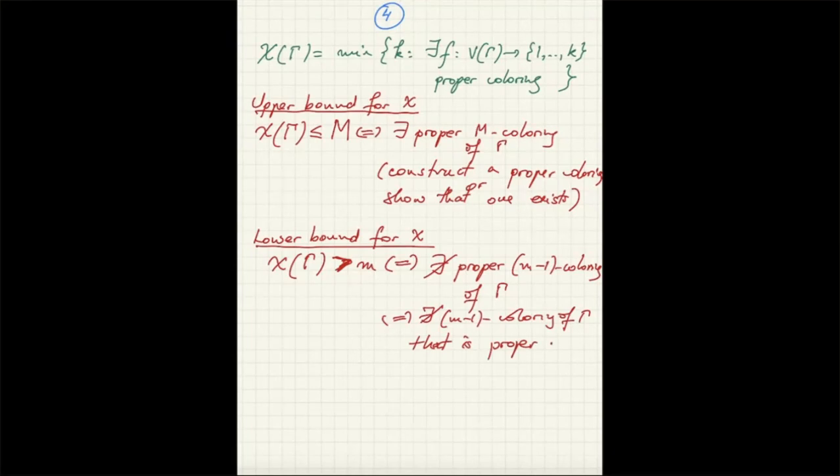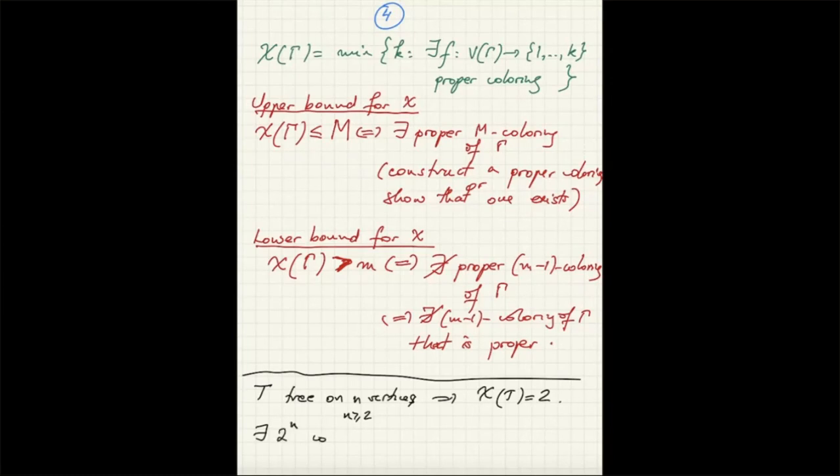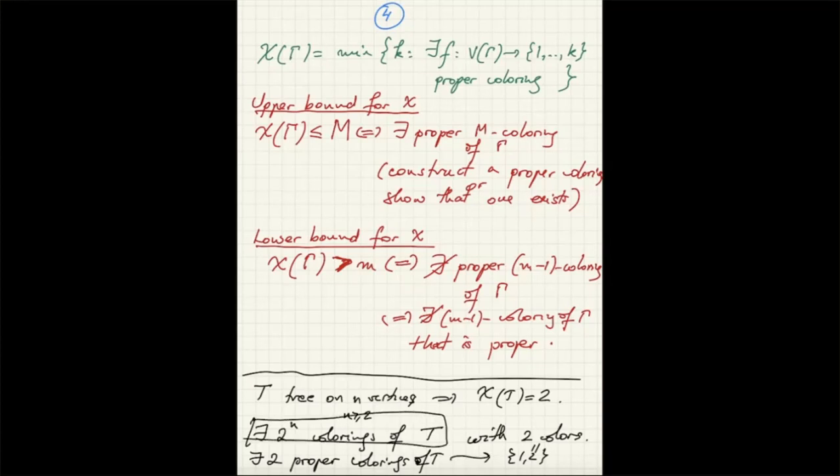These questions are a little bit like a needle in the haystack. I'll give you a simple example. If I take T as a tree on n vertices, and n is greater or equal to 2, this is bipartite, and it has at least one edge. So chi of T is 2. Now, if you have n vertices, each vertex can be colored with 2 colors. There are 2 to the n colorings of T with 2 colors, let's say 1 and 2, the favorite colors in graph theory. But there are only 2 proper colorings of T with these colors. So from 2 to the n, the number of all possible colorings, there are only 2 that are proper.